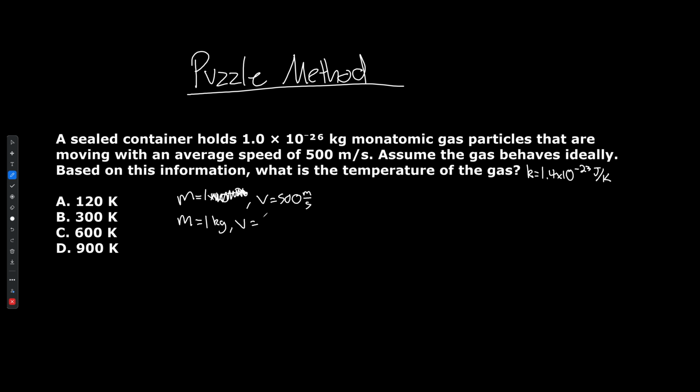And that the velocity is 5 meters per second. Like I said, it's going to sound kind of weird, but just trust me for a second. Assume that the gas behaves ideally. That's great. Based on this information, what is the temperature of the gas?